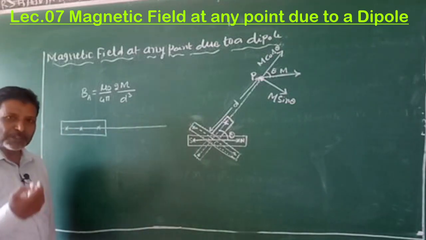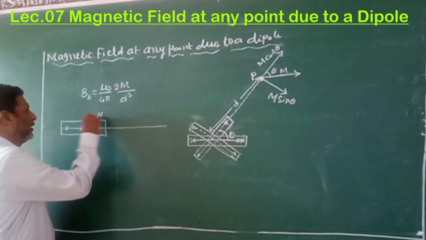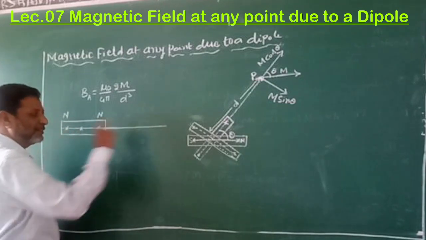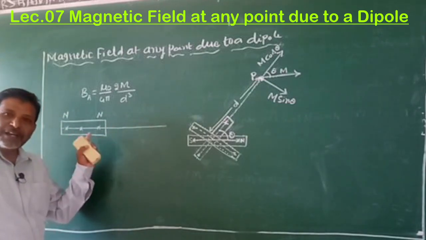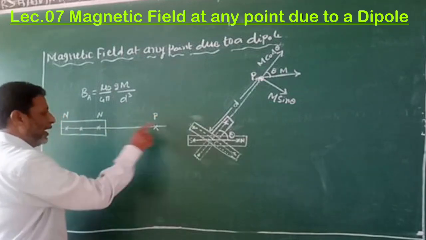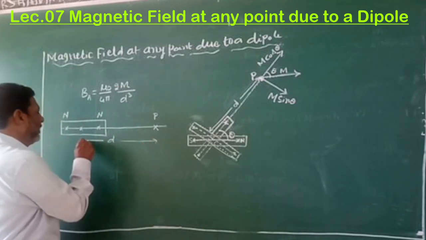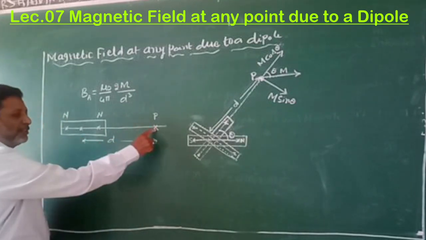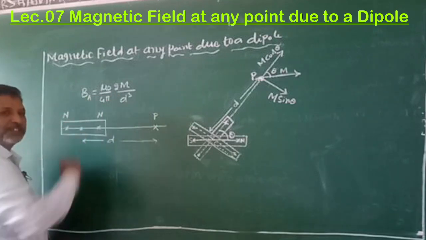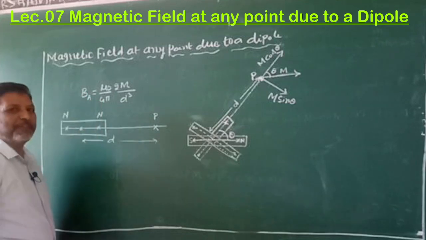If I recall, the line passing through the poles and the center of the magnet is called the axial line. Now when you consider any point P on the axial line which is at a distance of d, then the field at this point due to this dipole is equal to this much. Now let us try to understand each and every factor.